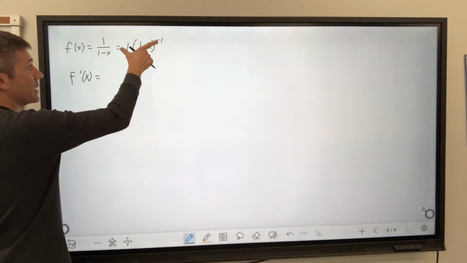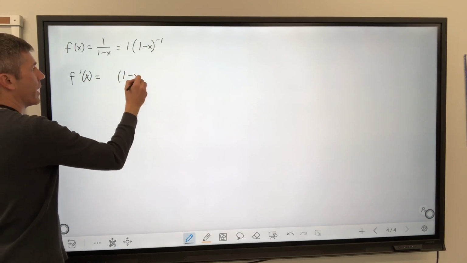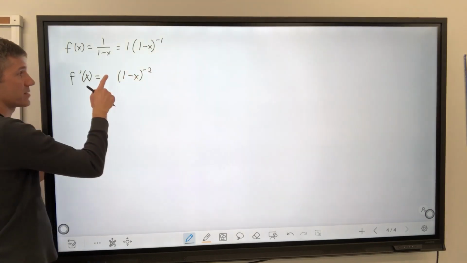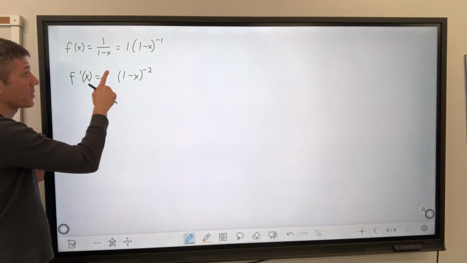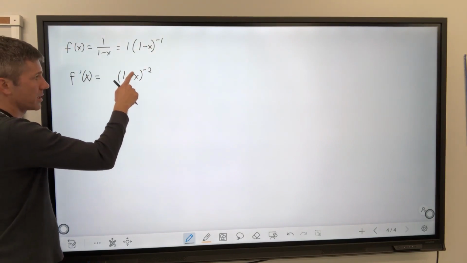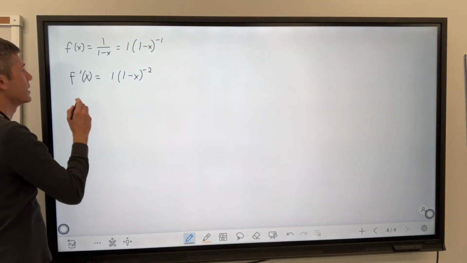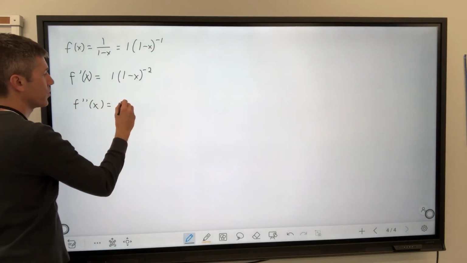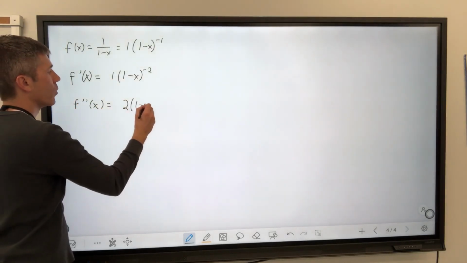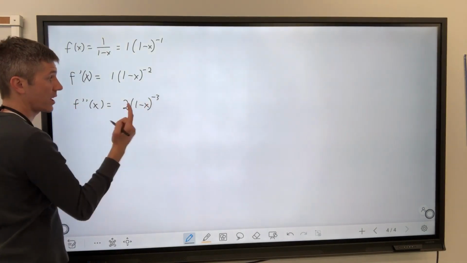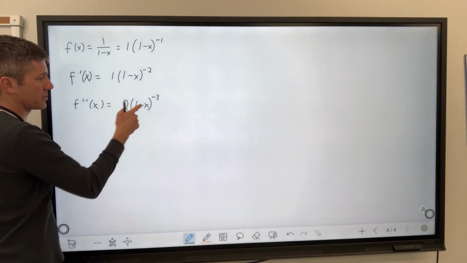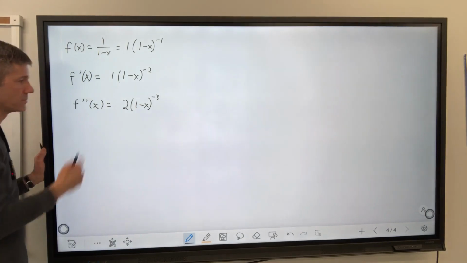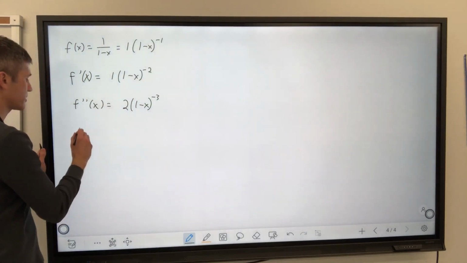This is going to give me negative 1 times (1 minus x) to the negative 2. Okay, I just said negative 1, but I didn't write it because negative 1 times chain rule, negative 1, would give me positive 1 again. All right, f double prime of x is going to give me negative 2 times (1 minus x) to the negative 3. Chain rule, negative 2 times negative 1 is going to give me positive 2. These are going to be positive in the front, just saying.